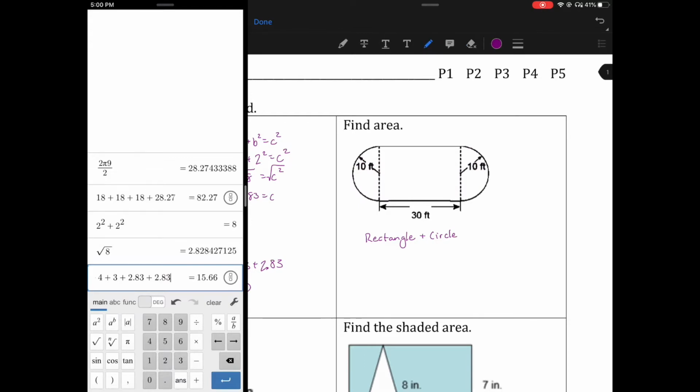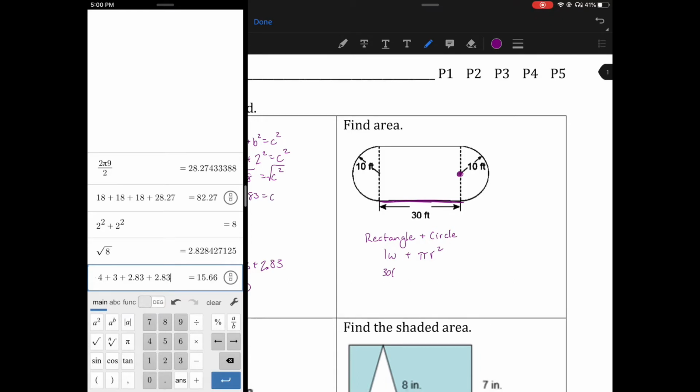And then I'm going to look at my formula sheet, and I'm going to write down the formulas for a rectangle and a circle. So my formula for a rectangle is length times width, and for a circle is pi r squared. And now we're just filling in my missing values. So for my rectangle, my length is going to be 30, and my width, I use the radius of that circle, which is 10, to figure out the width of the rectangle.